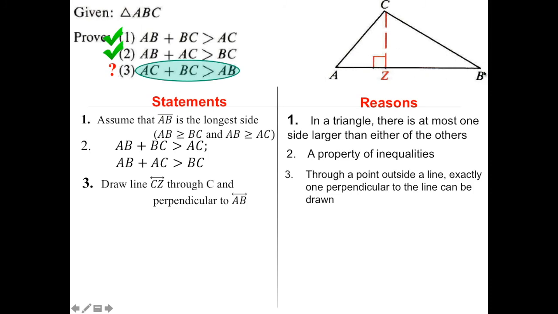A very useful auxiliary set theorem: through a point outside a line, exactly one perpendicular to that line can be drawn. So we've drawn line CZ through Z such that it's perpendicular to AB. All that's totally valid. But the big thing I was saying a minute or two ago was, by dropping this perpendicular, what have we created? Well, we had this original triangle, that's what we started with. Now what do we have? We have a triangle here, and we have a triangle here. So this right triangle here and this right triangle here.